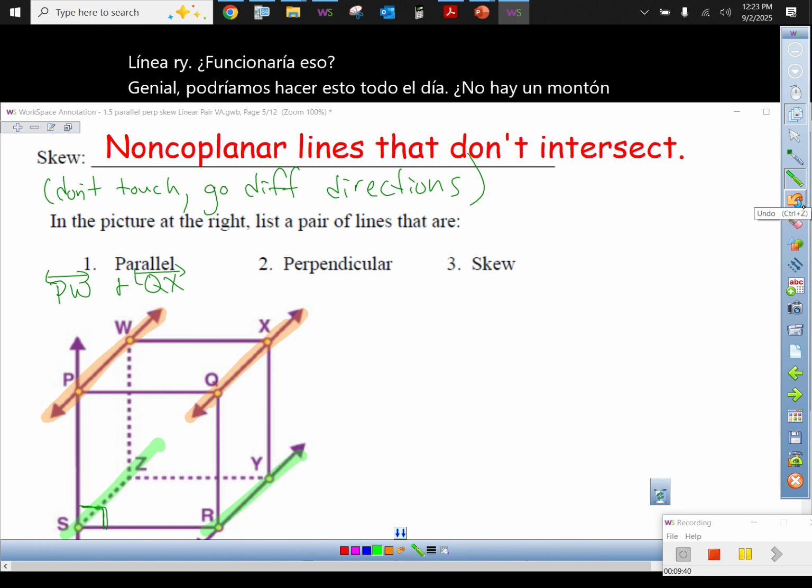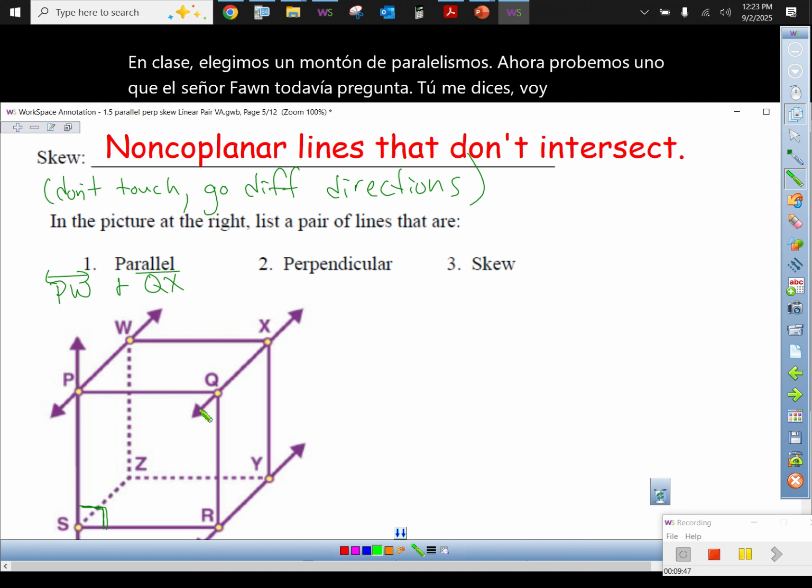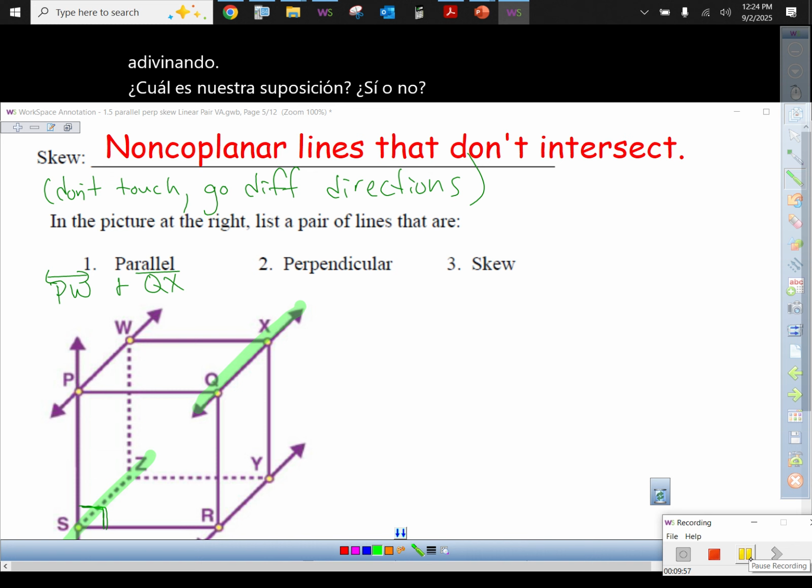Now let's try one that Mr. Fonestil asks. You tell me. I'm going to highlight a couple here, and you tell me, should these be parallel? Remember my line QX? And what about line SZ? Discuss with your table mate, are those parallel or not? The answer is that those are parallel. And here's the weird part. They're supposed to be in the same plane.